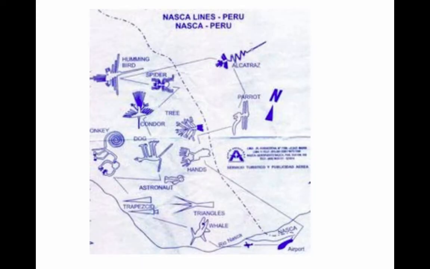Another group that I want to briefly mention, just mostly because what they left behind is so cool, are the Nazca. So the Nazca people lived in a very desert-like region of Peru.